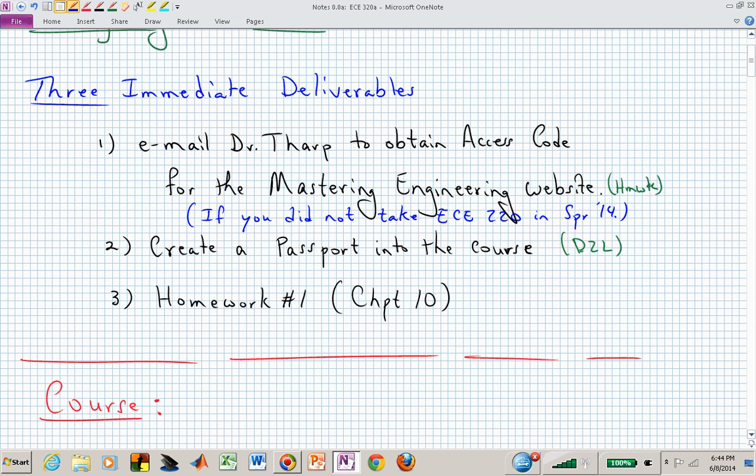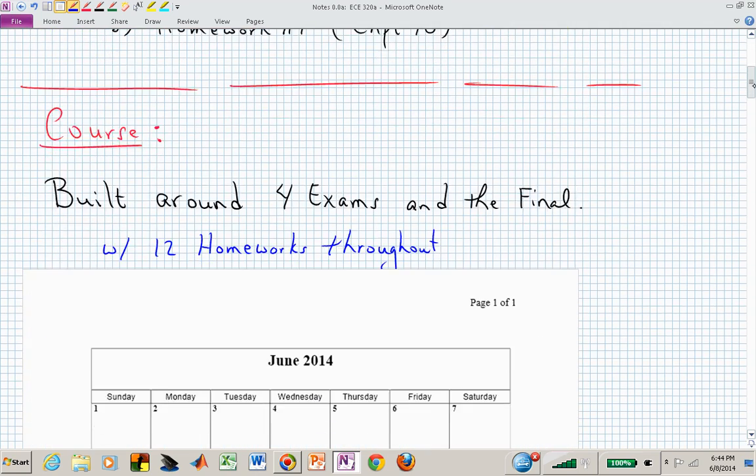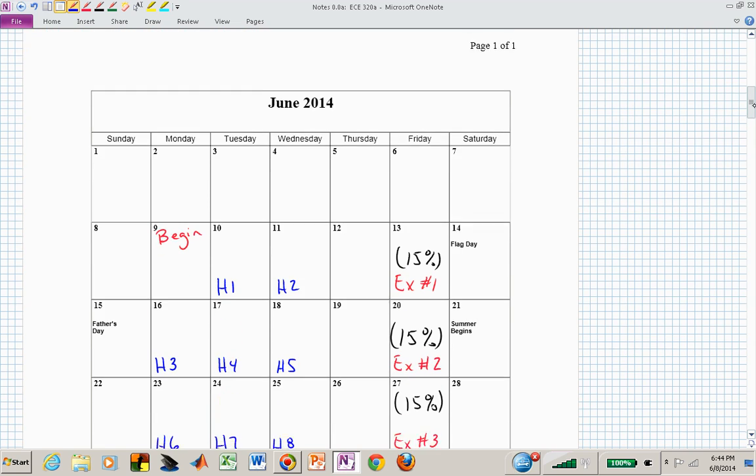Then homework number 1 is actually due on Tuesday, and that's covering the first part of chapter 10, and you will need to get started on that immediately so that you can complete that homework assignment, because our first exam is Friday the 13th of June. The course is built around the 4 exams and the final, with 12 homeworks sprinkled throughout.